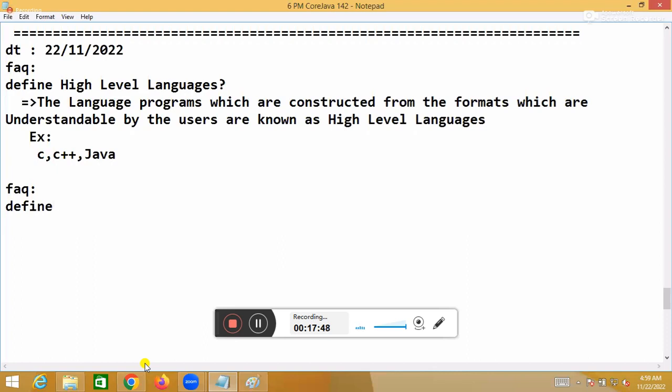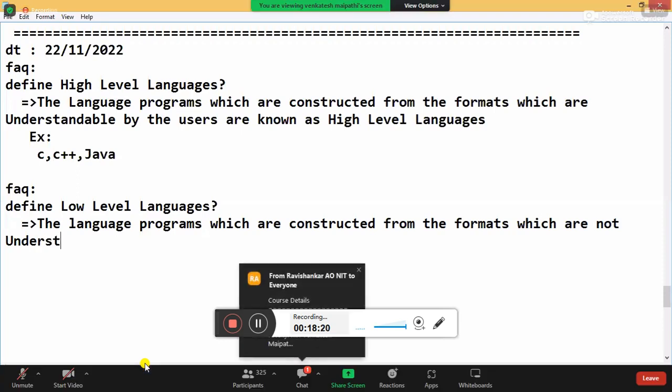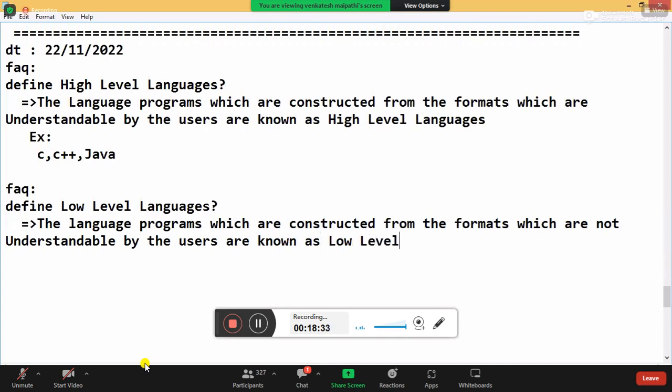Define low level languages. The language programs which are constructed from the formats which are not understandable by the users are known as low level languages.